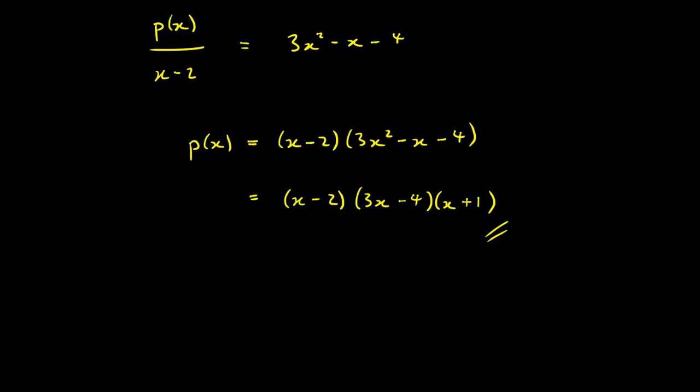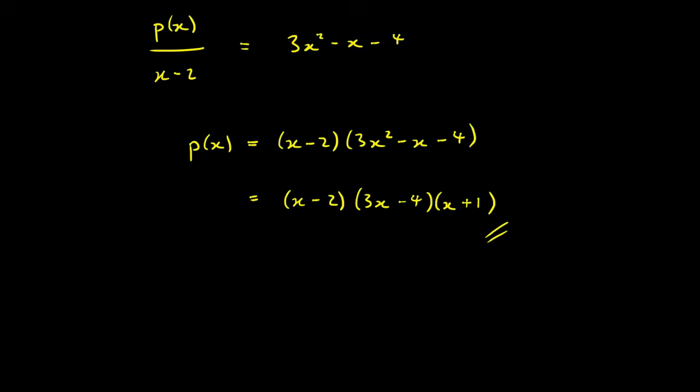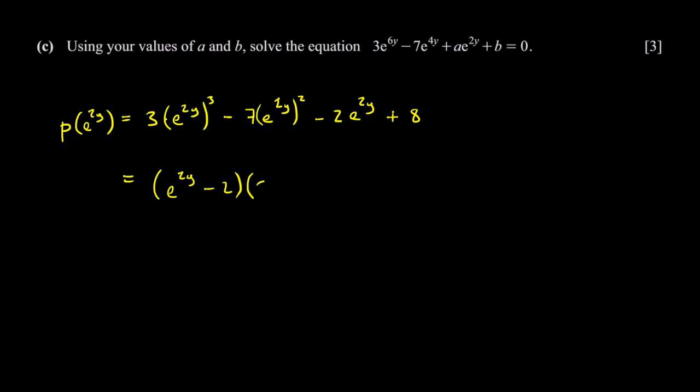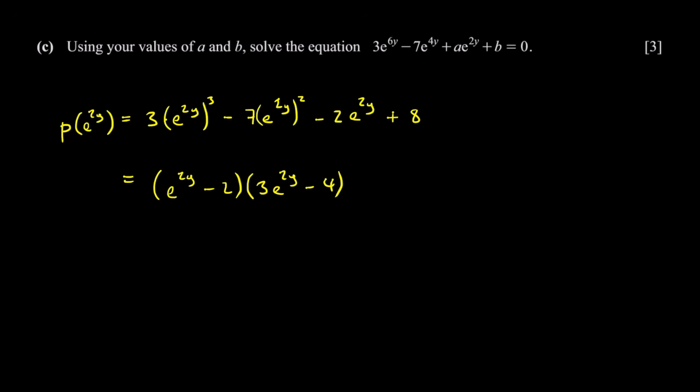So we just go back over here. So p of x can be written as these linear factors. So I can then factorize this as being, instead of x minus 2, e to the 2y minus 2. And instead of 3x minus 4, it's 3e to the 2y minus 4. And instead of x plus 1, it is e to the 2y plus 1. So that's really the key thing.